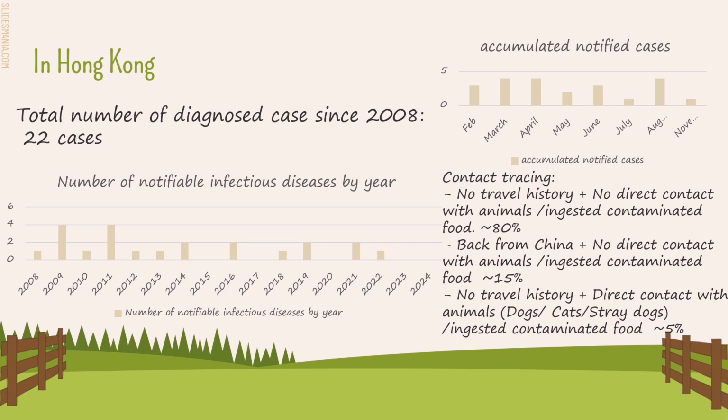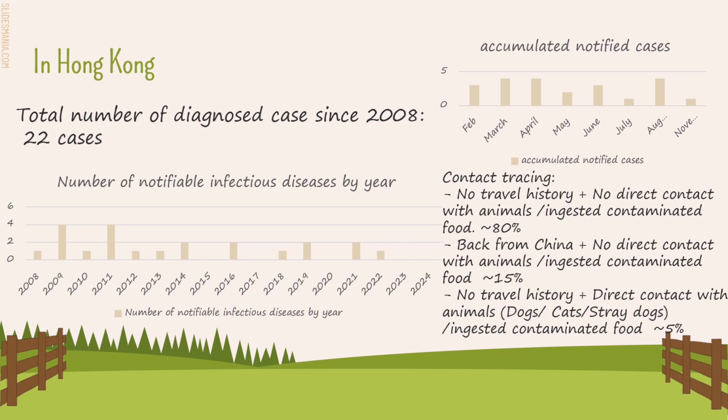In Hong Kong, the latest published journal article was found in 2008 about a case study on acute Q fever. But from 2008 to 2024, the total number of cases notified by the CHP was 22. The maximum number of cases in a year was around 4, and most likely it is 2 or below.